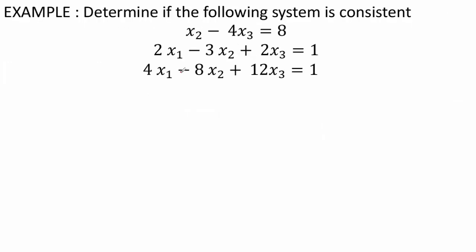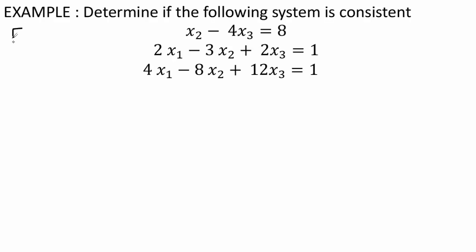Now second example, determine if the following system is consistent or not. Same procedure we shall apply. System is given as x2 minus 4x3 equal to 8, 2x1 minus 3x2 plus 2x3 equal to 1, 4x1 minus 8x2 plus 12x3 equal to 1. This system is given. We shall see this problem.